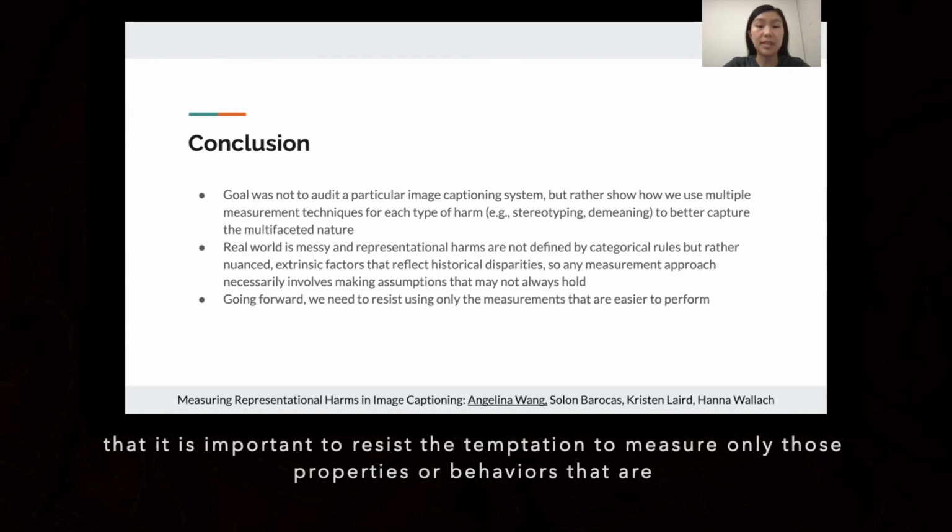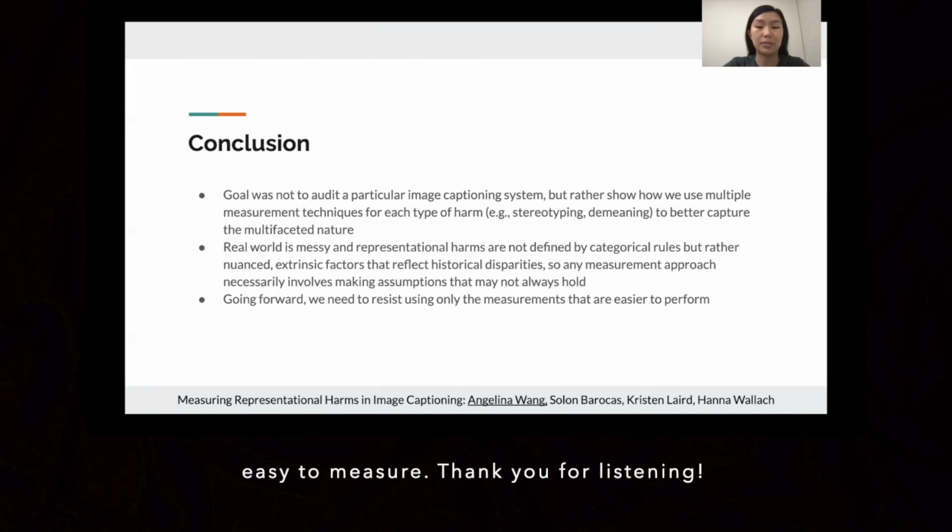That said, we emphasize that it is important to resist the temptation to measure only those properties or behaviors that are easy to measure.